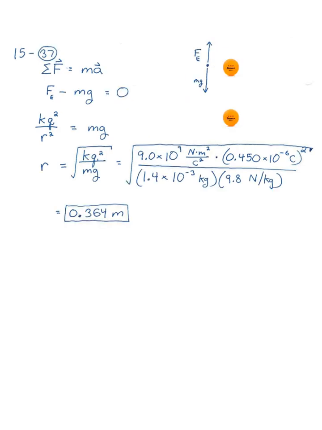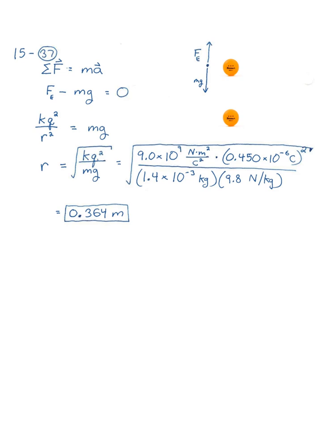Number 37. Two ping pong balls each have a mass of 1.4 grams and carry a net charge of 0.450 microcoulombs. One ball is held fixed. At what height should the second ball be placed directly above the fixed ball if it is to remain at rest there? So the idea is we are going to levitate a ping pong ball.